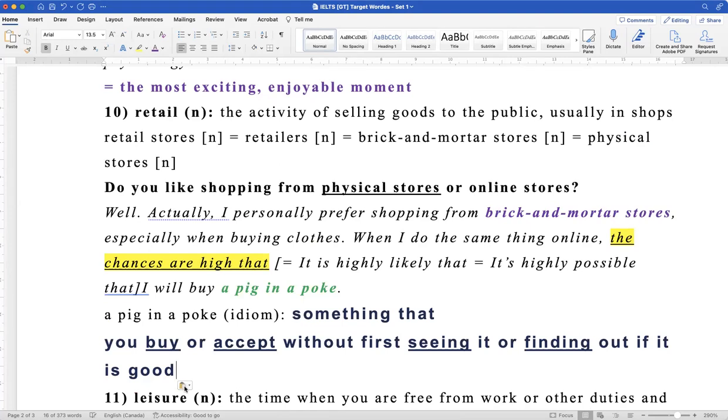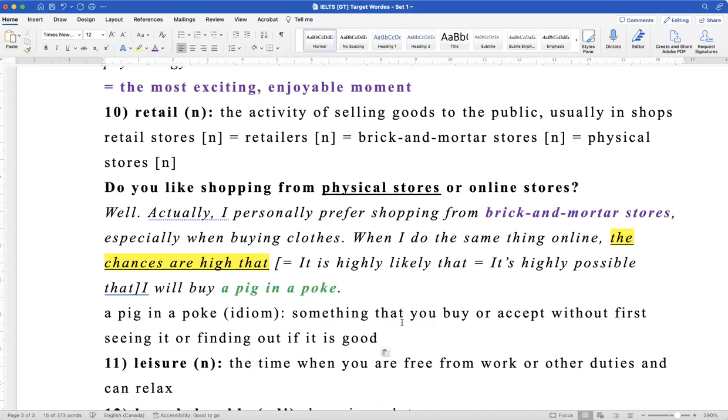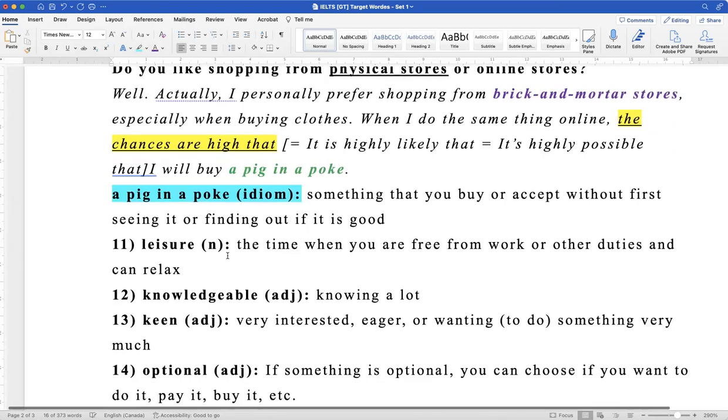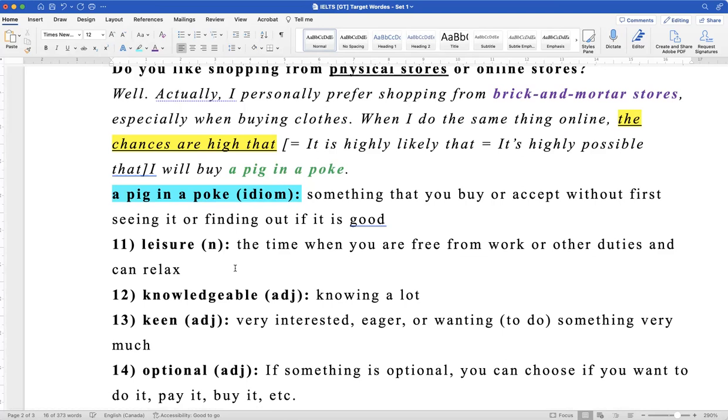So this simply means something that you buy or accept without seeing it or finding out if it is good. So this is a useful expression. Okay. So leisure, it's a time when you are free from work or other duties and can relax.